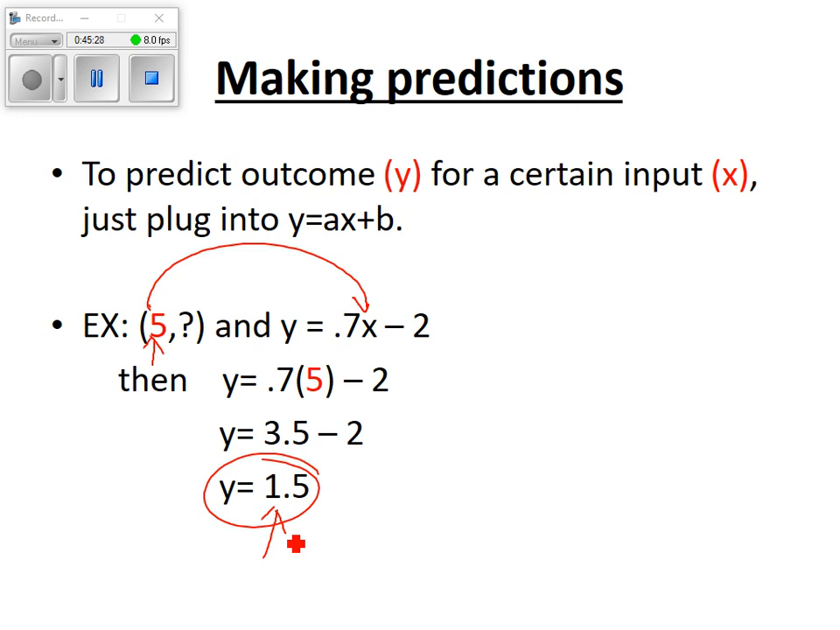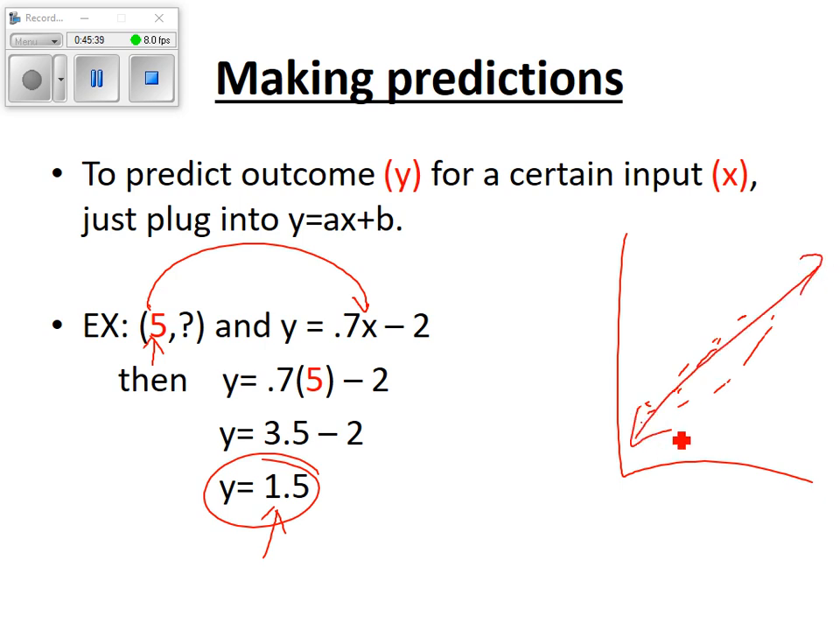Again, you could make the prediction off of the graph. So if your graph looks like this, and you have your scatter plot on here and your line of best fit here, you could make a prediction by just coming out here to 5, going up to here, and seeing what the Y value is at that point. But it's probably easier and more precise to plug into the equation.